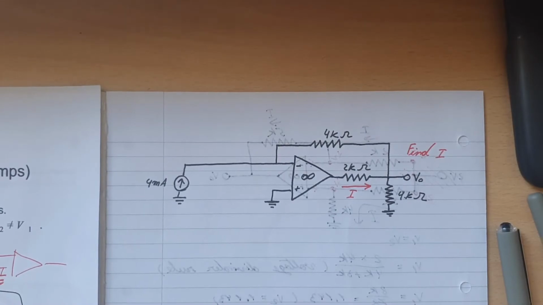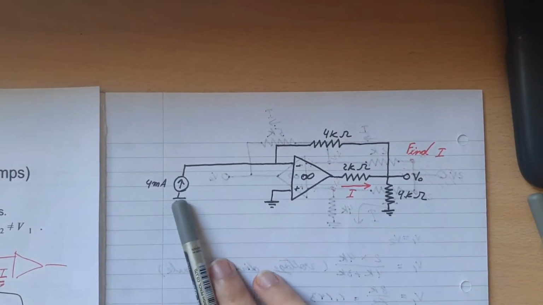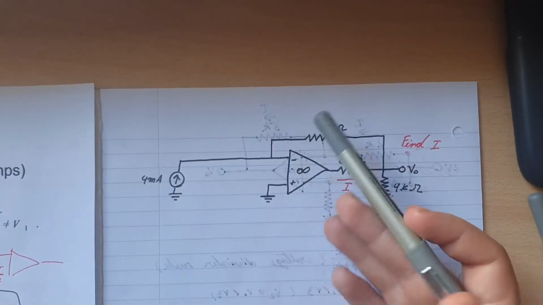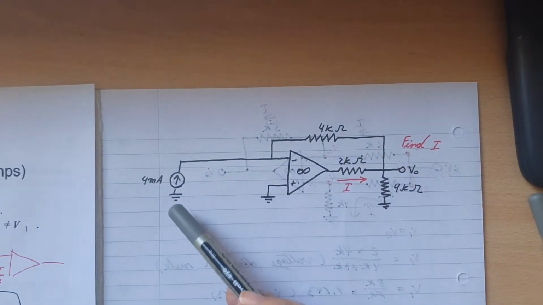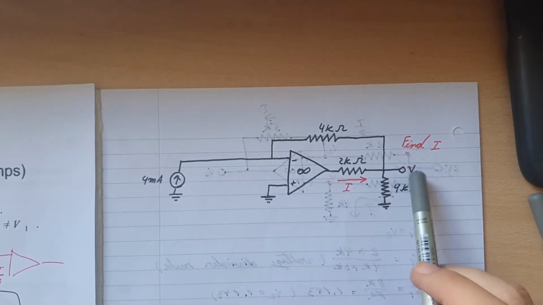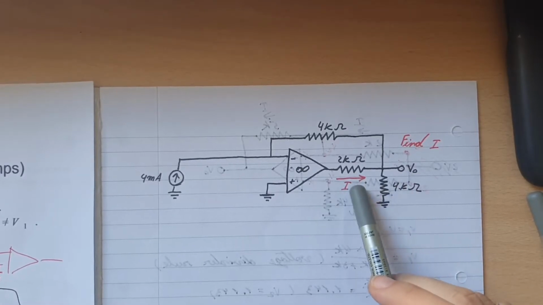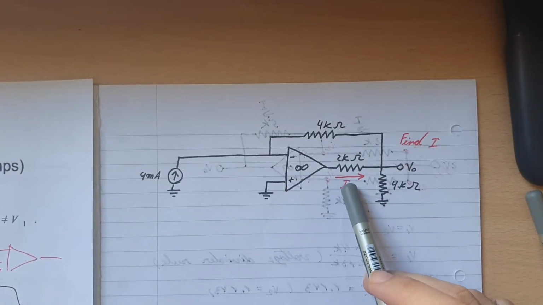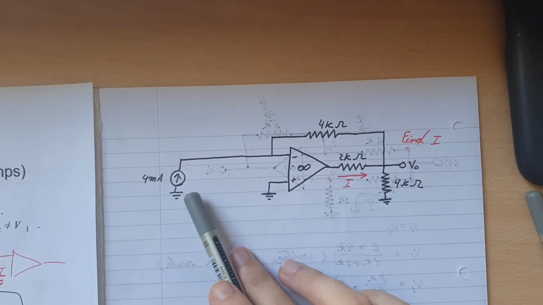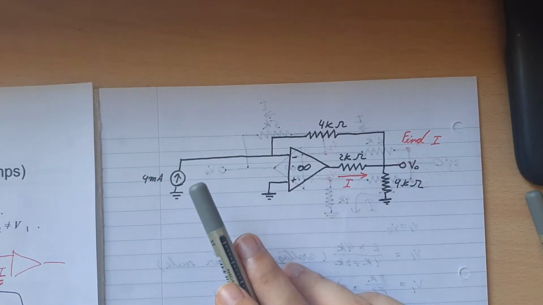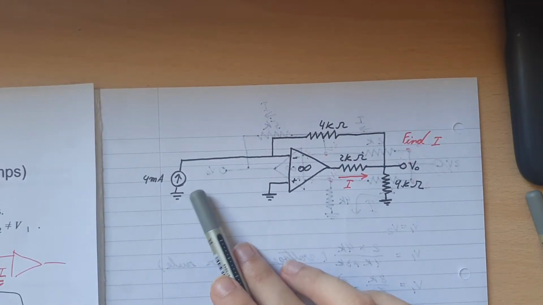Here's another very simple one. But this one has got the current source, because we haven't done any of them with the current source. And also, it won't be asking us to find the voltage output, it will ask us to find the current. And this problem is extremely simple with a current source.